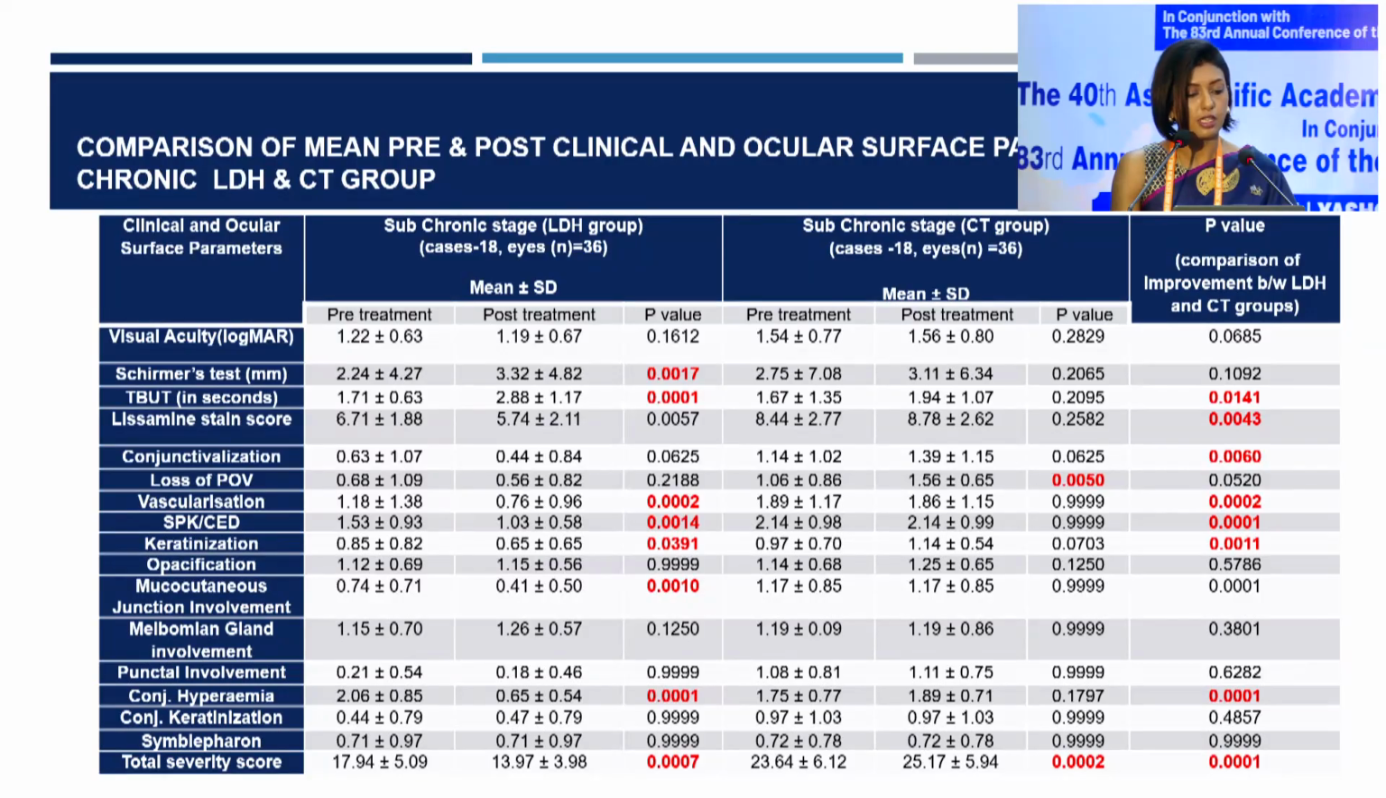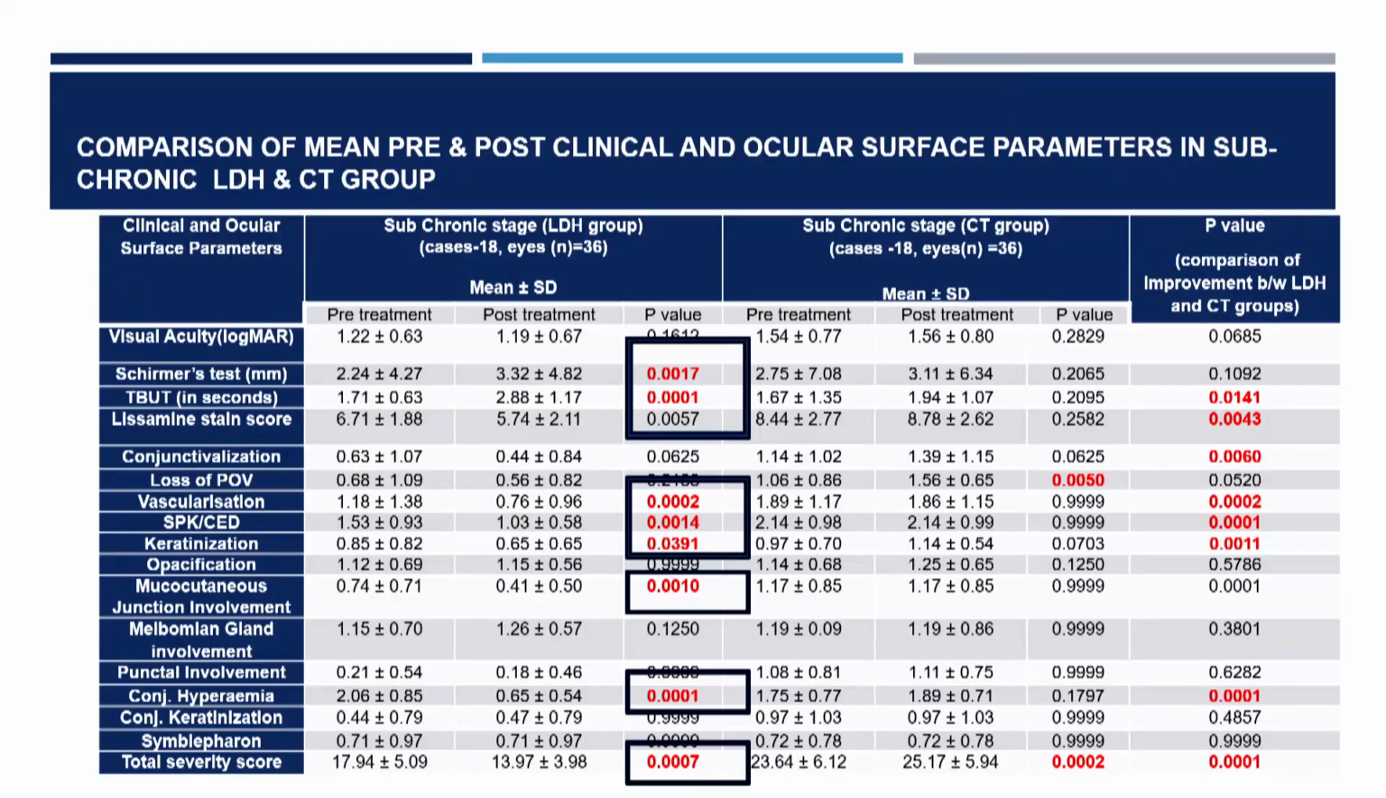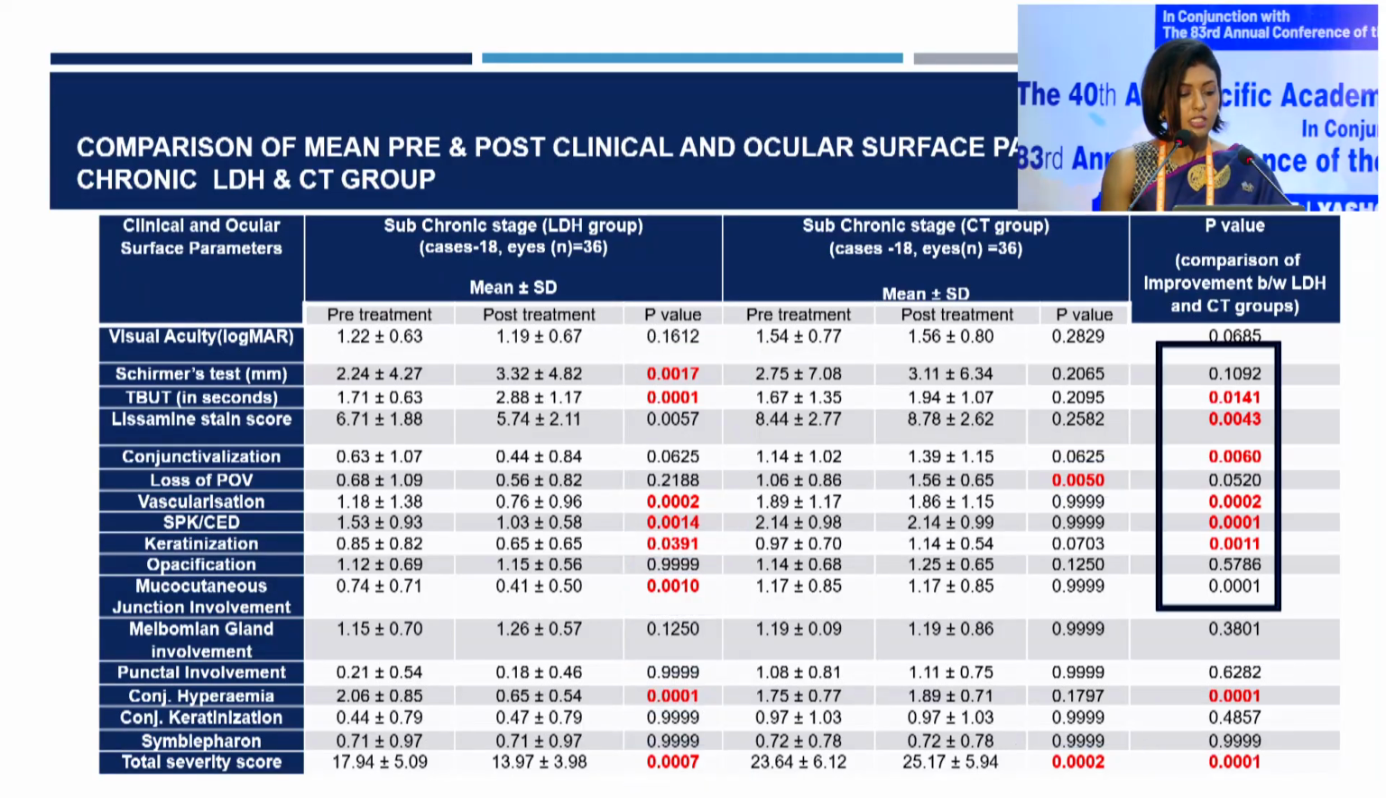When the pre and post clinical and ocular surface parameters were compared in the subchronic category of both the LDH and conventional treatment groups, we found significantly more improvement in Schirmer's test, TBUT, loss of vascularization, conjunctival epithelial SPK, and corneal keratinization scores in the subchronic LDH group. Also improved were mucocutaneous junction, punctal, conjunctival hyperemia, and overall severity score. In the subchronic conventional group, we saw worsening of loss of POV score as well as total severity score. When the improvement in both groups was compared, we found significantly better improvement in markers in the subchronic LDH treated group than the conventional group.